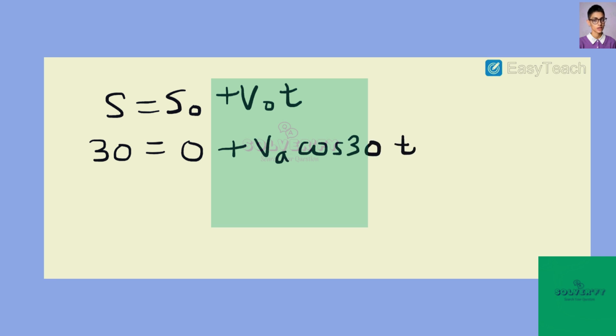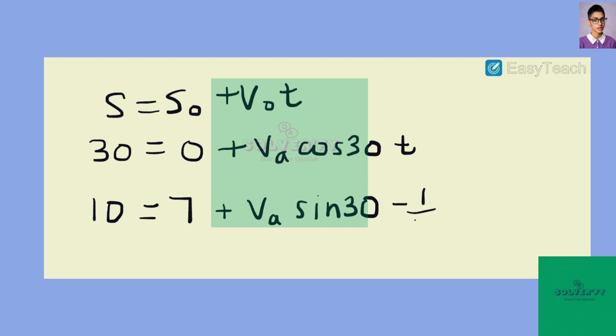Next, what we can also do is do this in terms of height and say that the total height, the final height, is 10, which is going to be equal to the initial height 7 plus the velocity, which is VA sine 30, minus the acceleration due to gravity, 32.2, times the time it takes to travel from A to C.